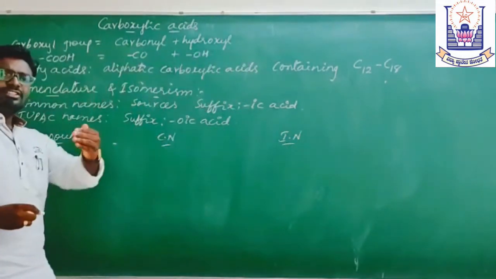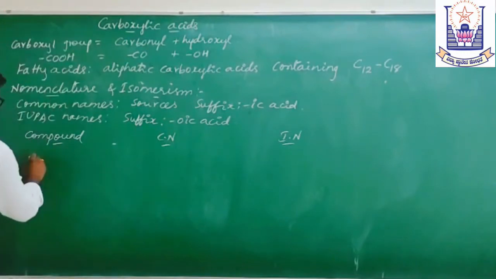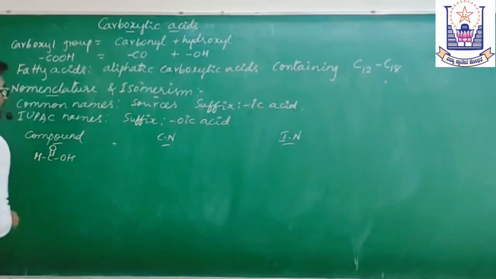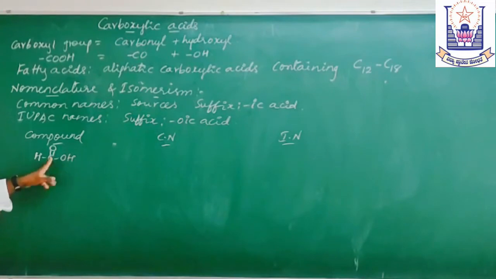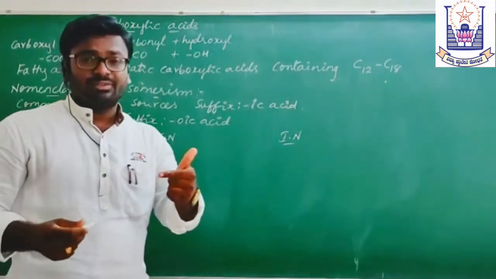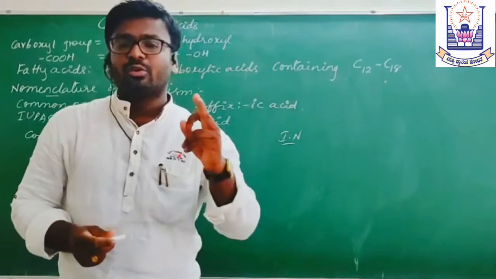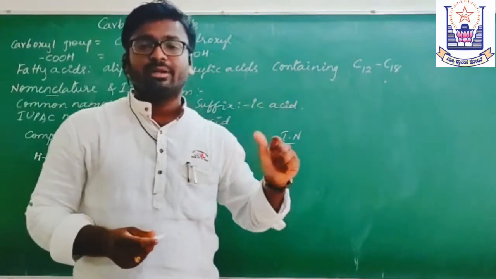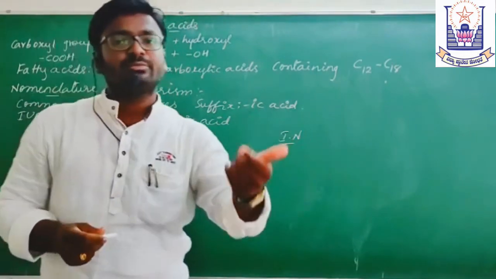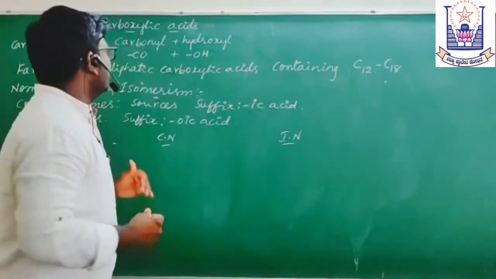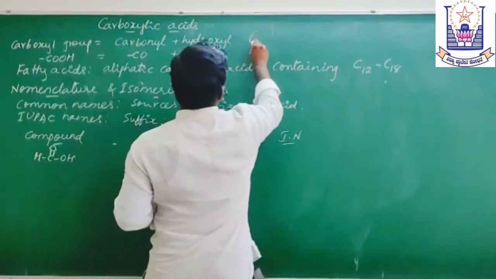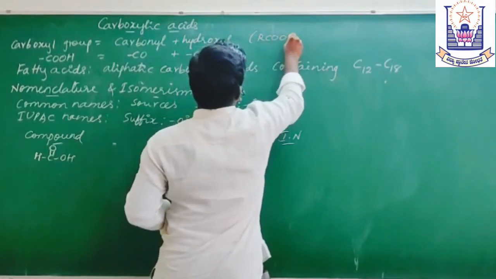The first member of the carboxylic acid is the one with one carbon atom only. When you take the aldehydes, the first member is with one carbon atom. When you go for ketones, it is having three carbon atoms. But when it comes to the carboxylic acid, the first member is having one carbon atom. And you need to remember the general representation of the carboxylic acid is RCOOH.